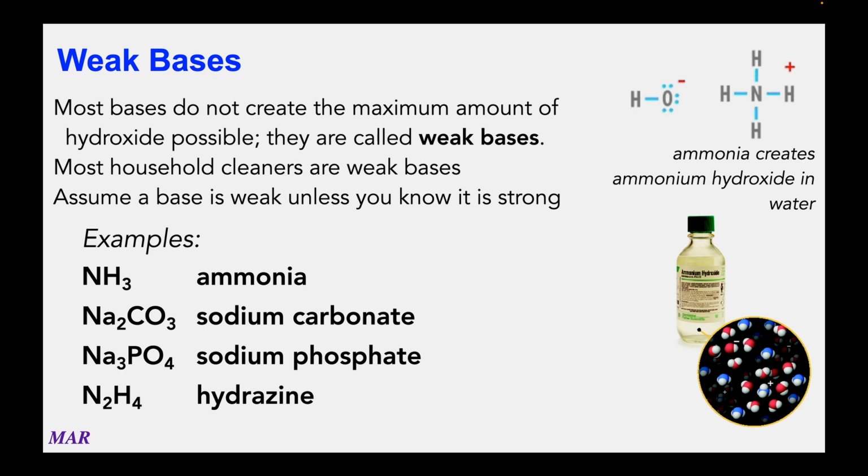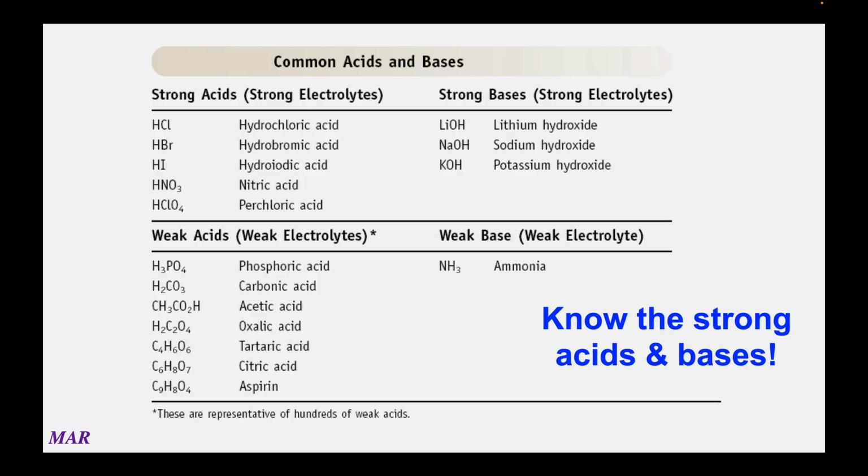A lot of our household cleaners are weak bases. So if you've cleaned your house before, you're probably using a weak base. This is a list showing some strong acids and the strong bases, or at least a lot of them. You can see the strong acids in the upper left-hand corner and the strong bases in the upper right-hand corner. Now again, there are thousands upon thousands of both weak acids and weak bases. And again, most of the time, if you hear about an acid, you can assume it's weak. And if you hear about a base, you can assume it's weak unless you know it's one of the strong ones.